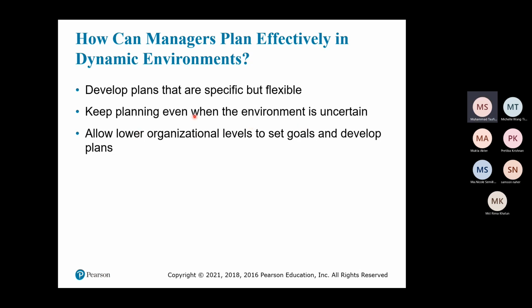Okay, and then keep planning even when the environment is uncertain. Okay, so don't let the changes in the environment discourage you from making your plan. Okay, you have to make plans for your organization so that you have a direction. So even though the environment is very unstable, you still have to do your plan. Okay, you have to create a flexible plan. If let's say you are in a very unstable environment, you have to ensure that your plan is also very flexible so that you can make changes if something happens.